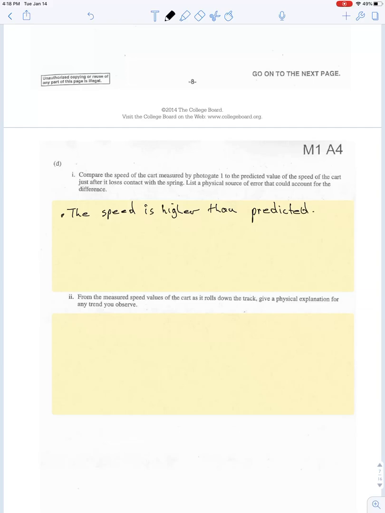Cool. Then why would it be? How could you get a faster speed? Well, this is where your basic understanding of conservation of energy comes in. If I compress the spring more, that means there's more energy input, more work is being done on the spring, which means that there's more energy in the spring. That means that more energy from the spring will be going into kinetic energy. So the spring was compressed more than it should. That's nice and easy.